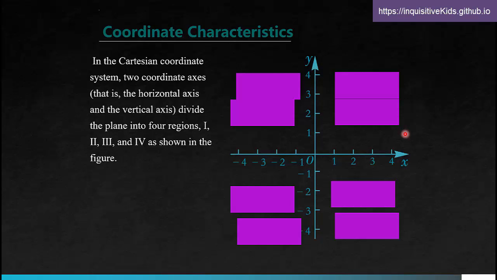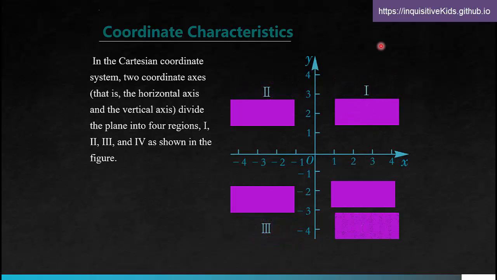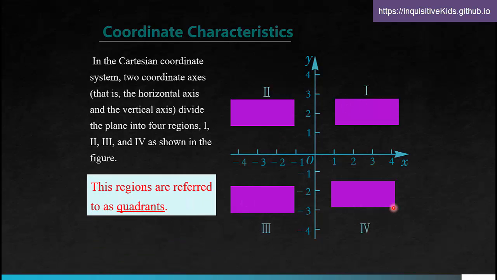In the Cartesian coordinate system, two coordinate axes, the horizontal axis and the vertical axis, the x and y axes, divide the plane into 4 regions: quadrants 1, 2, 3, and 4 as shown in the figure. So here we have 1, 2, 3, and 4. Remember these. This is the pattern we're going in, a counterclockwise rotation. So 1, 2, 3, 4.